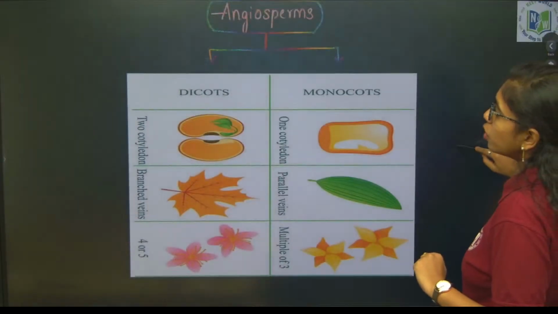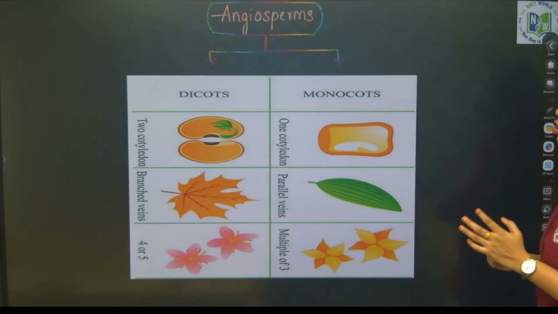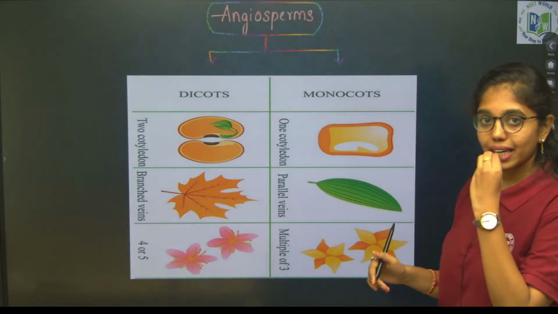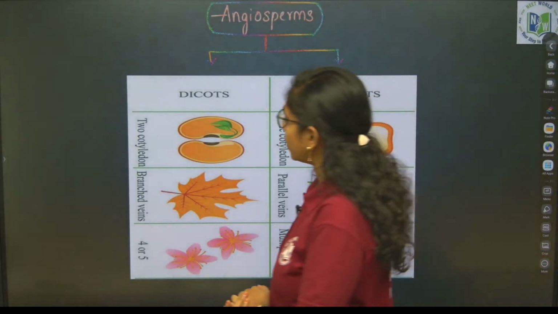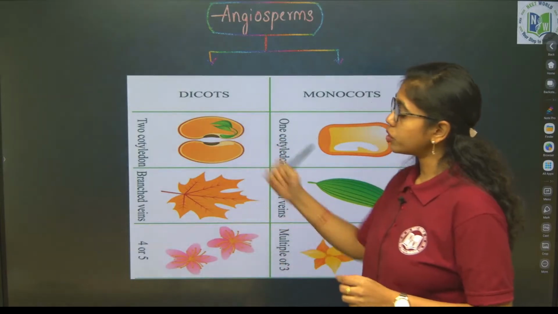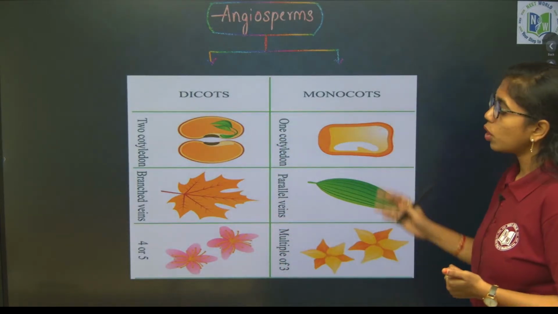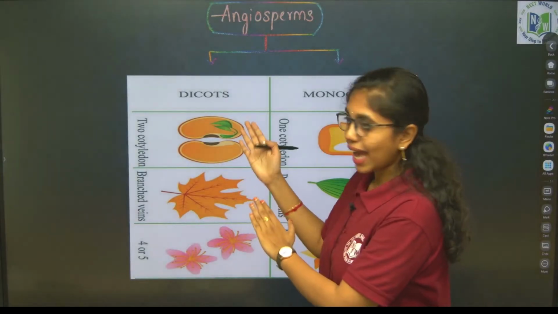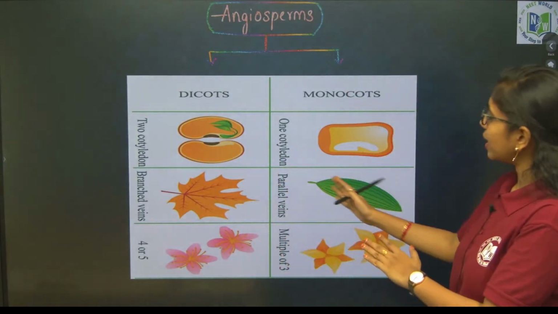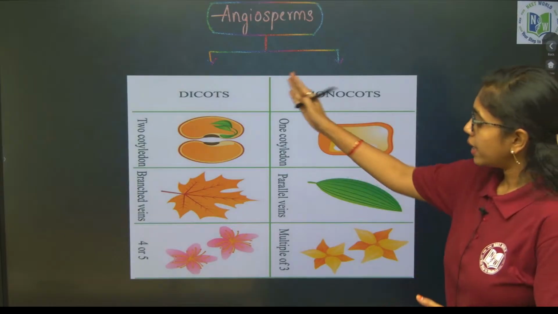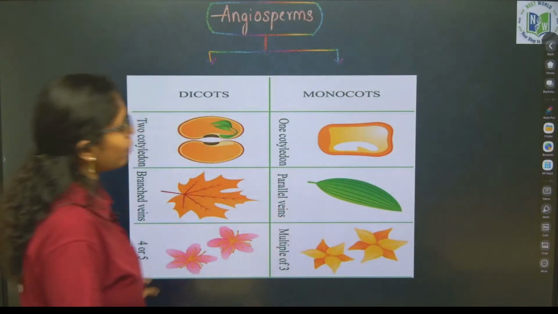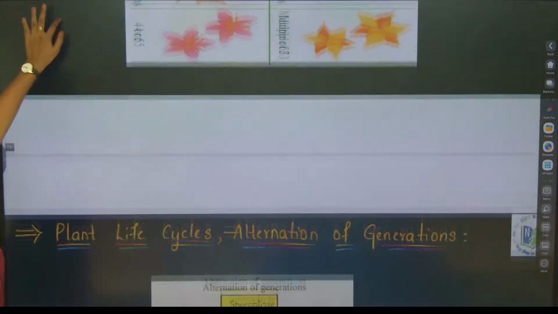Now, we have 2 classes of angiosperm division. Those are dicots and monocots. The clear morphological differences between them are very simple. Dicots will be having 2 cotyledons, monocots will be having only 1 cotyledon. Dicots will have branched veins, monocotyledons will have parallel venation. Dicots will have 4 or 5 petals, monocots will have multiples of 3 whorls.